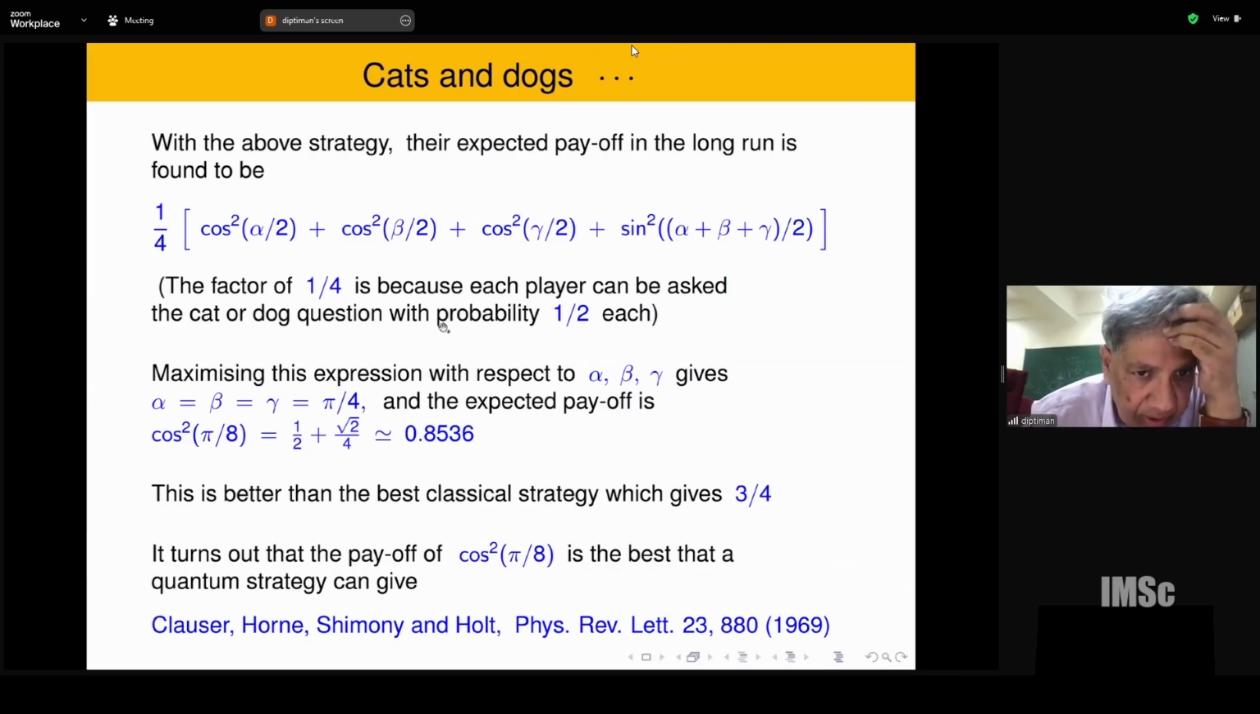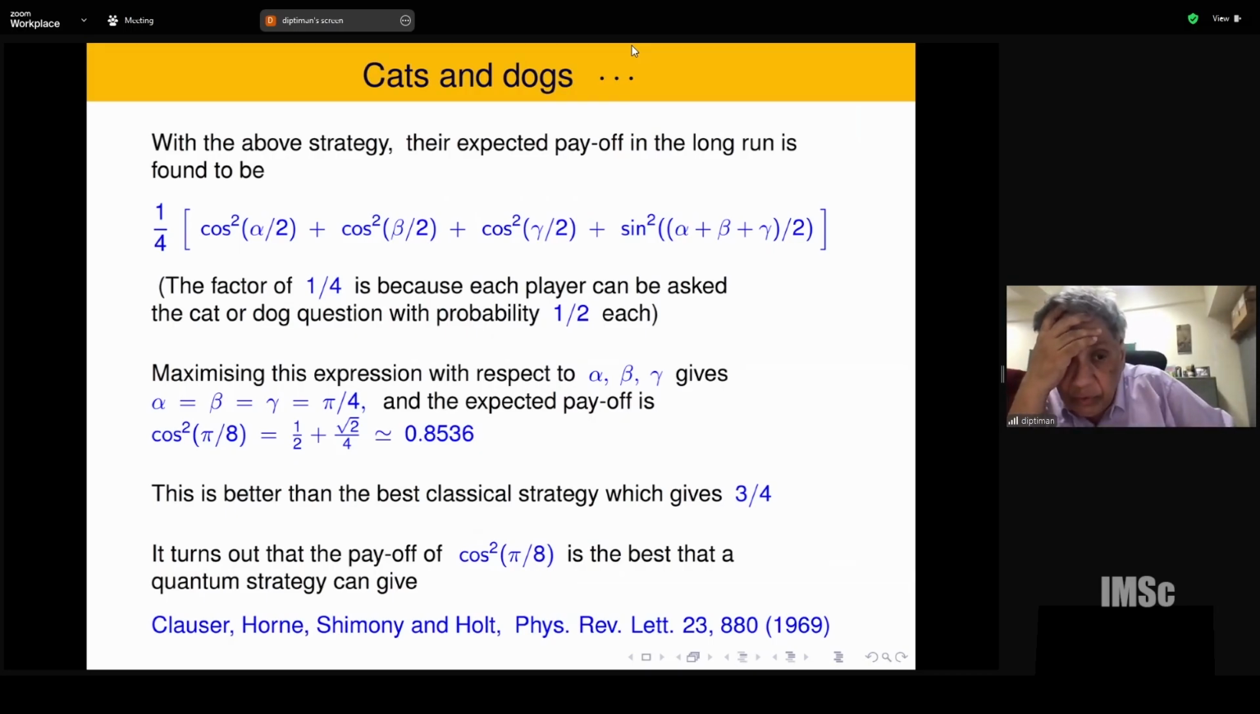Okay. So what we do now, so there are these 3 angles, alpha, beta, gamma, to play with. You take this expression for the payoff and maximize it with respect to these 3 angles. And you find that it's maximized when all the angles are equal to pi by 4, 45 degrees. And then the expected payoff is cos squared pi by 8, which has an exact value, half plus root 2 by 4. So it's roughly 0.8536. Notice that this is better than the best classical strategy, which gave 3 by 4.